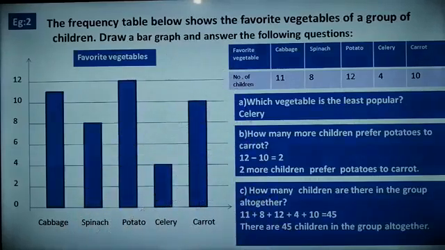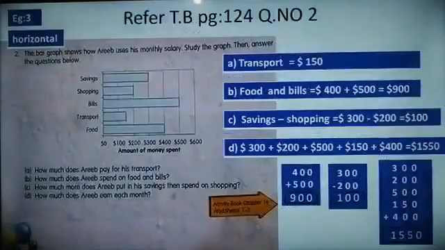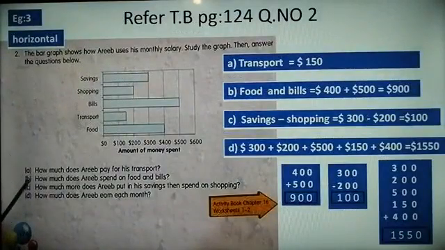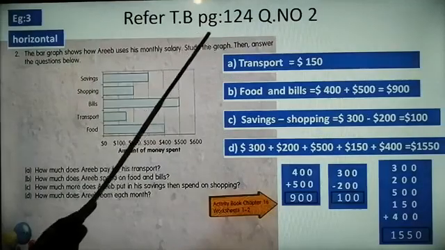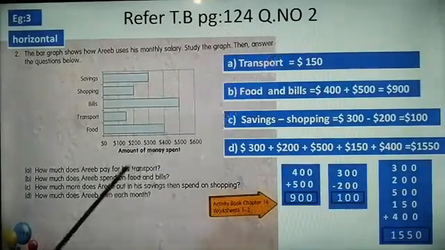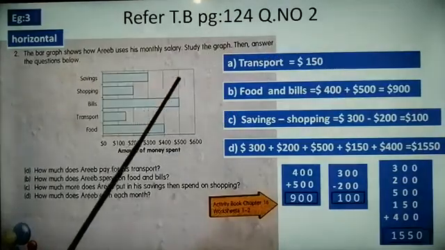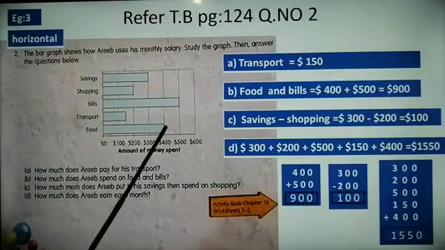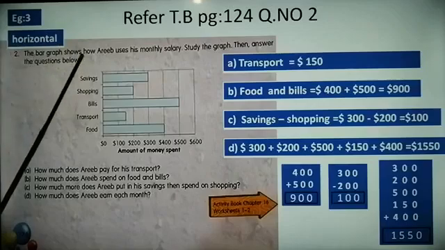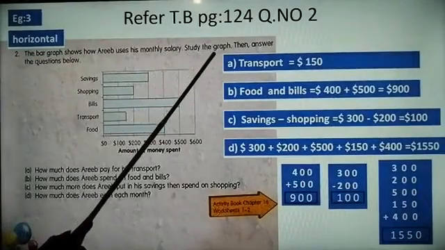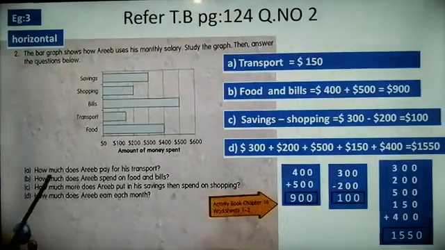Okay, now we will move to the textbook problem. Take out the textbook and open and check it, because maybe the question is not clear for you. The question is in the textbook, page number 124, question number 2. And this bar graph is already given there. It is not vertical, isn't it? The bars are lying from left to right. That means it's a horizontal bar graph. The bar graph shows how Arif uses his monthly salary. Study the graph, then answer the questions.